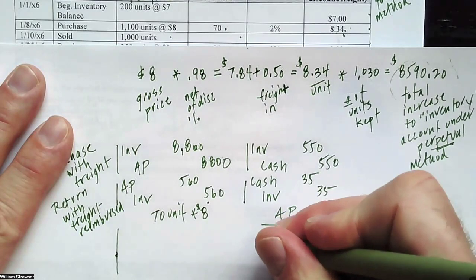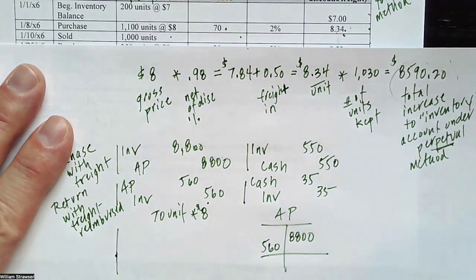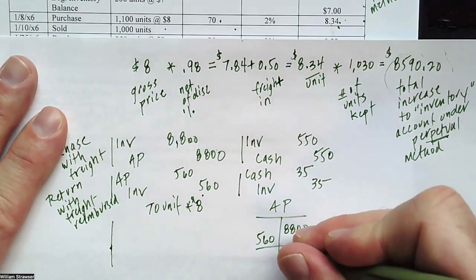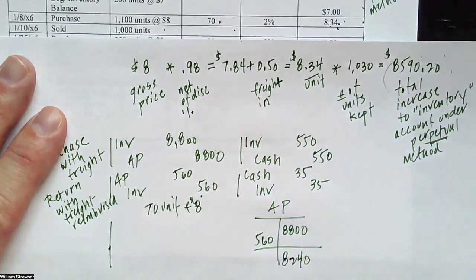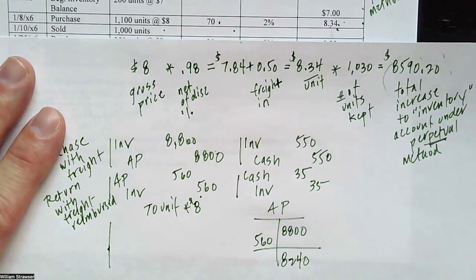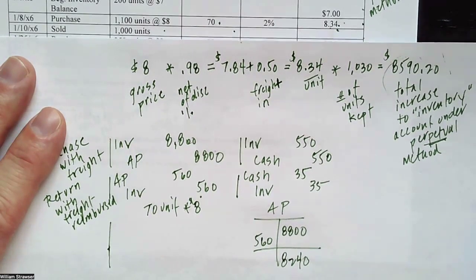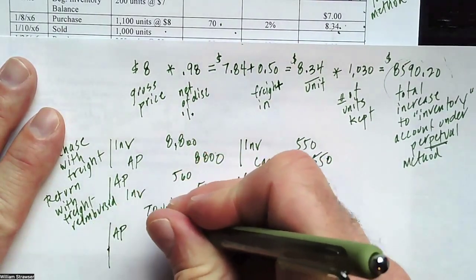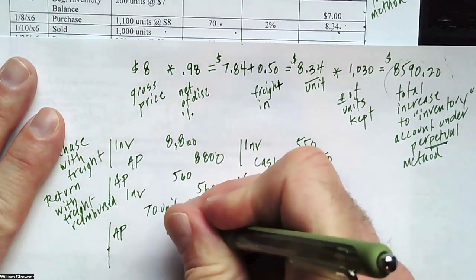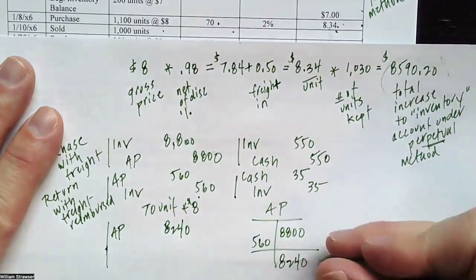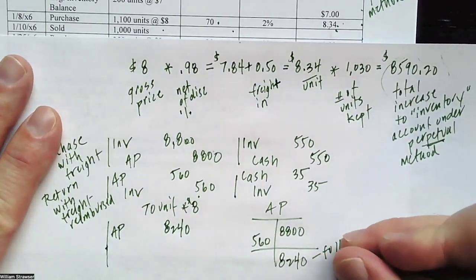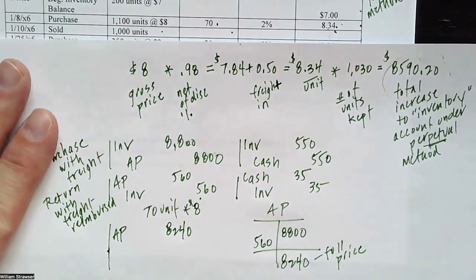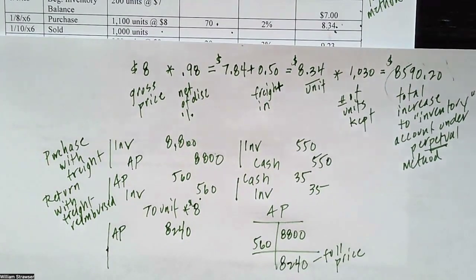We debited it by $560 and we come up with $8,240. So that's the amount of the payable I need to pay off. Remember, because we're using the gross method, this is full price, full dollar value, so it doesn't have a discount at all. If they took a discount, then they don't have to pay me the full price.